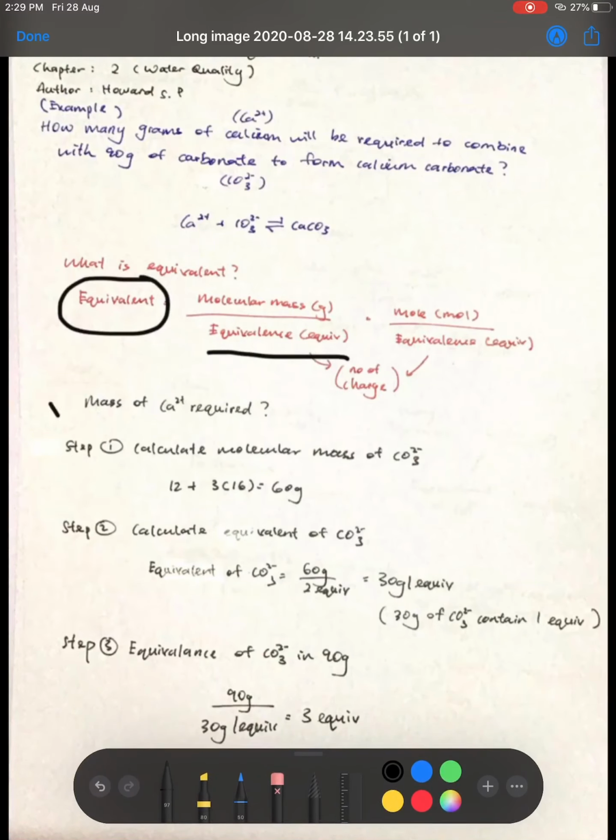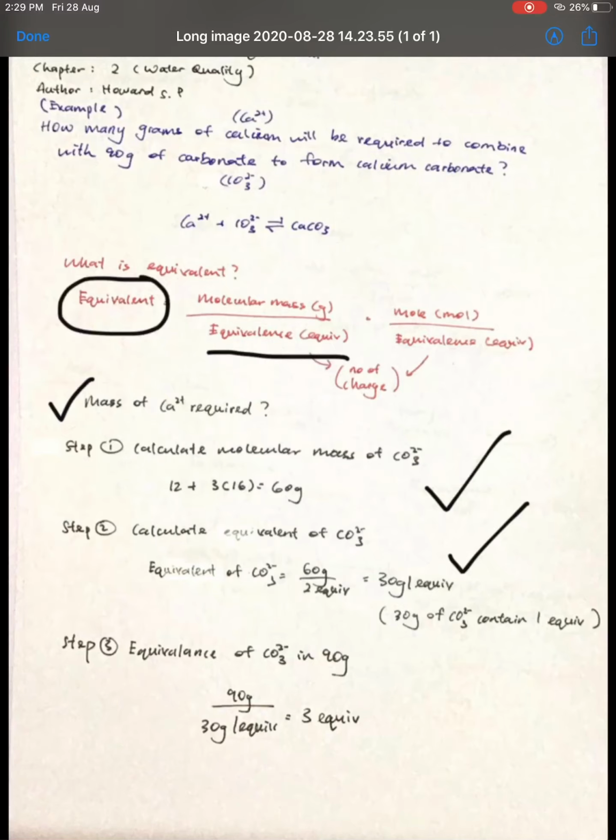So the example requires us to calculate the mass of calcium ion required to combine with 90 grams of carbonate. Step 1, calculate the molecular mass of carbonate. Step 2, calculate the equivalent of carbonate, which is 60 gram divided by 2 equivalence, which is equal to 30 gram per equivalent.